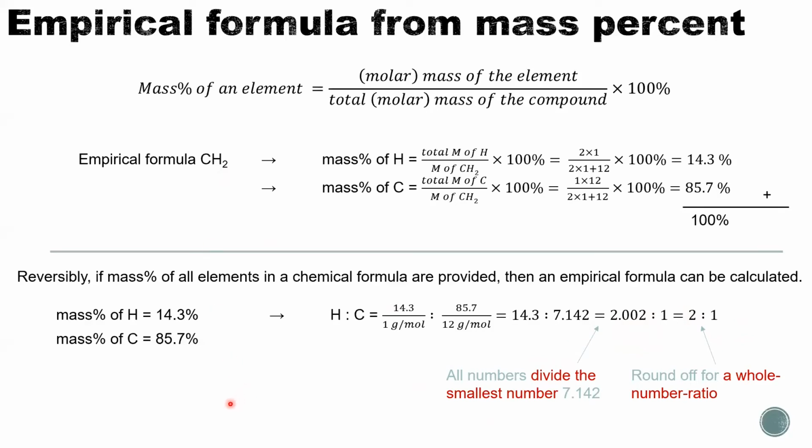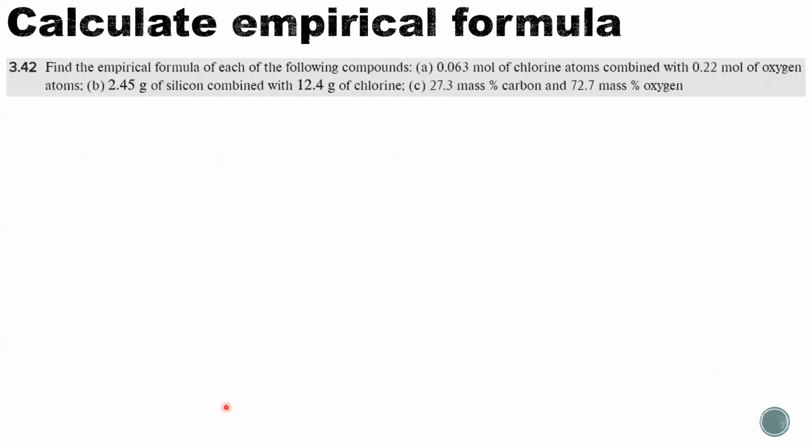All right, let's practice it through a question. Find the empirical formula for each of the following compounds. Let's take a look at them one by one. A, 0.063 mole of chlorine atoms combined with 0.22 moles of oxygen atoms. Remember, all the ratios we talk about in the empirical formula are about quantities. It's never about mass. It's always about quantities.